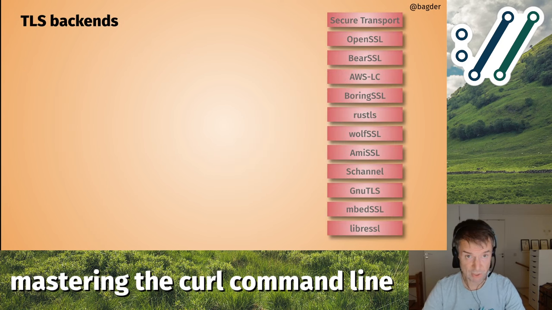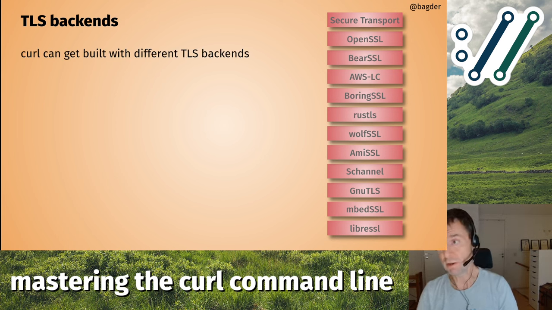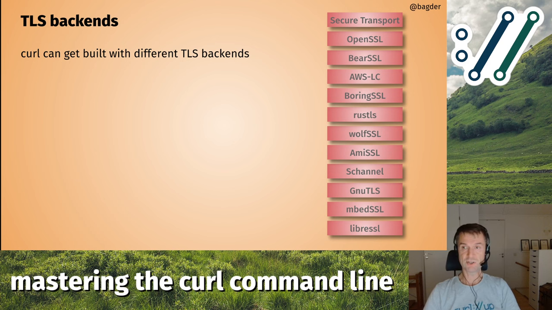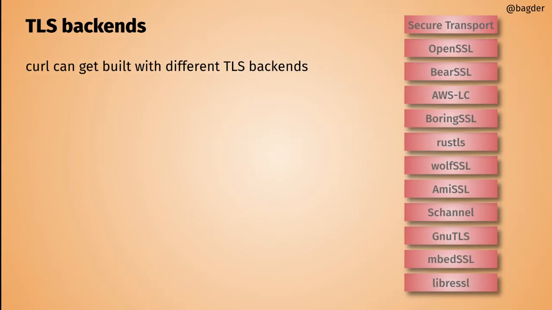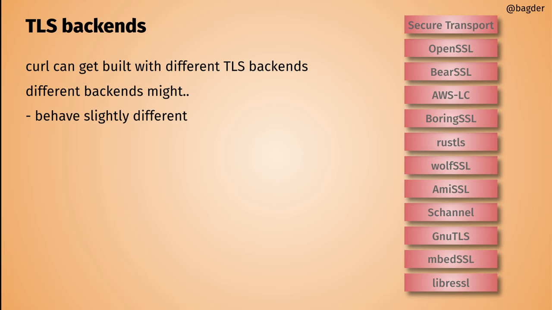I should also just mention then that, of course, curl supports a lot of different TLS backends. So if you run your particular curl command line today, depending on things, one of these different libraries on the right side might have been used when it was built. And you might then have different behavior.